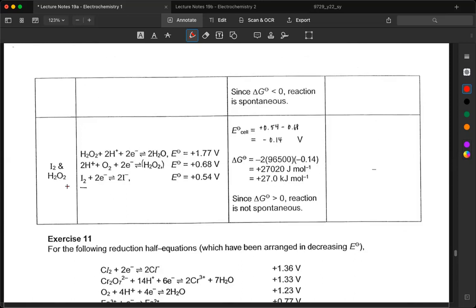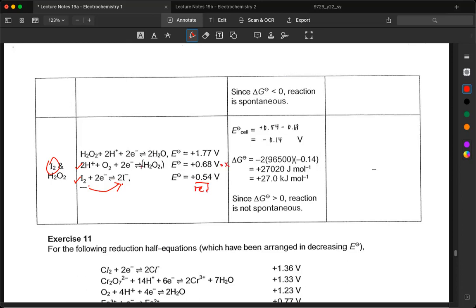Okay, last one, I2 and H2O2, peroxide. So again, to decide what to use. In this case, there are three reactions that you can consider, but use only these two. Because if you look at the E0 value, I2 becomes I minus, so you have to use this. So the other one has to be the oxidizing one.